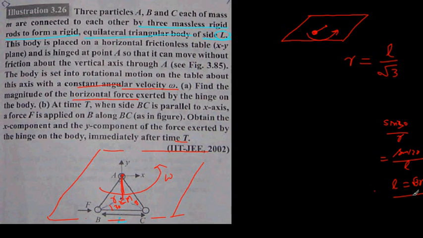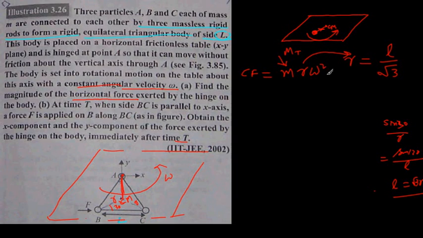The center of mass is this point, and now it looks like it's just moving around this axis. Whatever the centripetal force is, the hinge will be applying the same force. We need to find the centripetal force, which will be m r omega square, where m is the total mass of the body, r is the radius of gyration, and omega square.